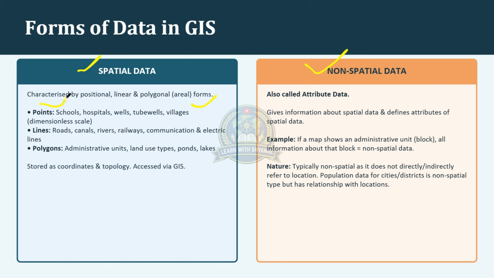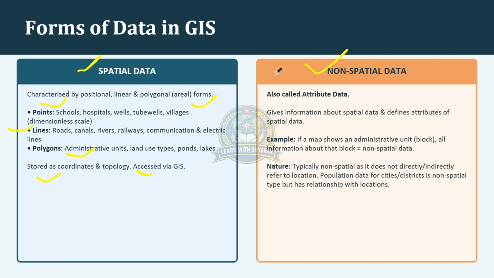Points: schools, hospitals, wells, tube wells, villages are shown as point features. Lines: for lines we can show roads, canals, rivers, railways, communications and electric lines. Polygons: we can demonstrate and visualize administrative units, land use types, ponds and lakes, etc. Stored as coordinates and topology accessed by GIS.